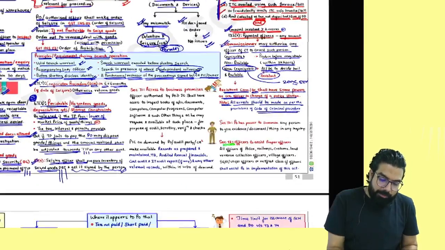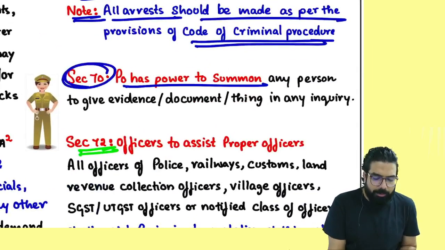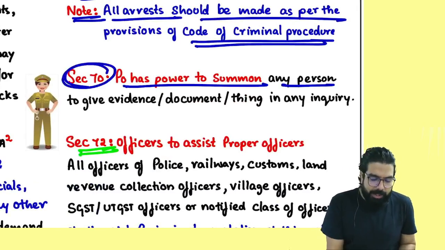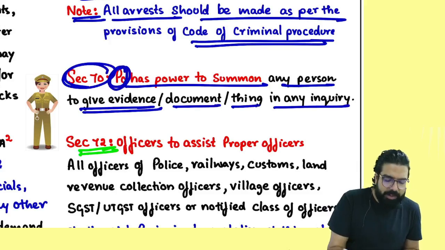Next. Everyone over here. Section 70 goes ahead and says, power to summon. Power to summon any person to give evidence, produce things, or in any inquiry. The proper officer has the power.